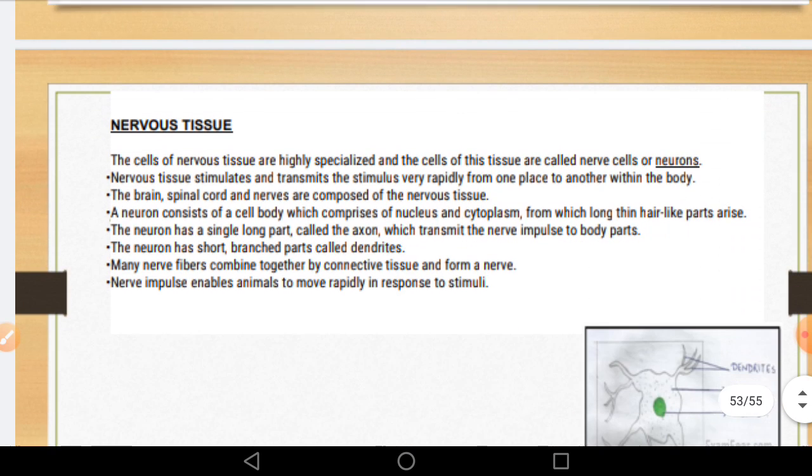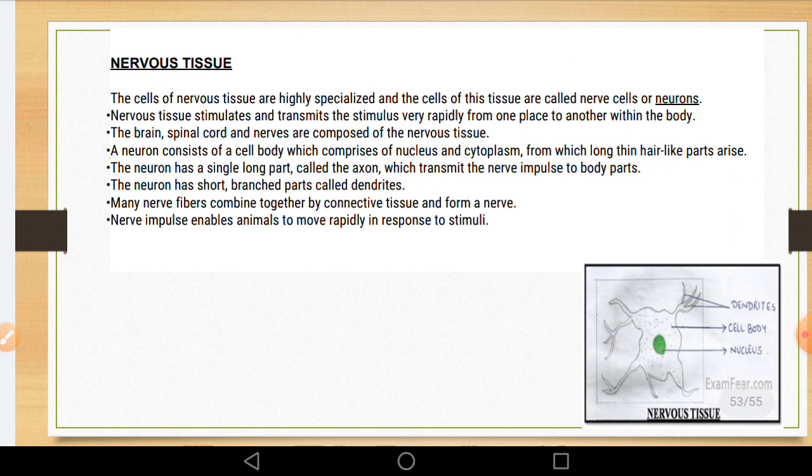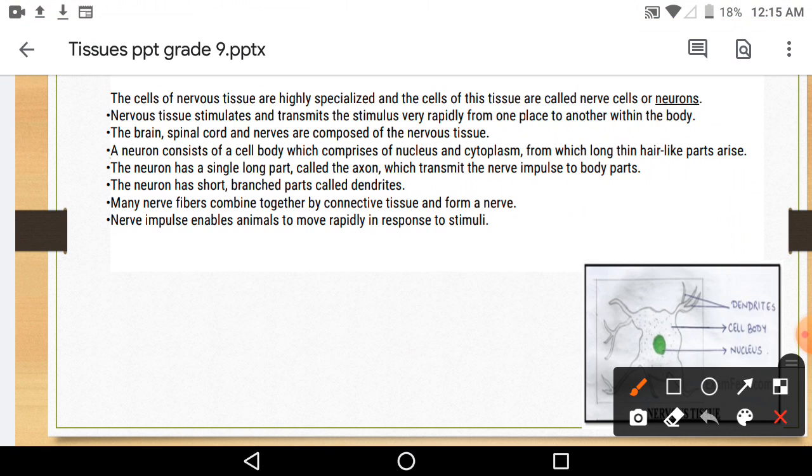Now we'll see the last tissue, which is the nervous tissue. The cells of the nervous tissue are highly specialized and are called nerve cells or neurons. Nervous tissue stimulates and transmits the stimulus very rapidly from one place to another within the body. So they send the message from one part of the body to the other. The brain, the spinal cord and the nerves are all composed of nervous tissue. They are part of the nervous system.